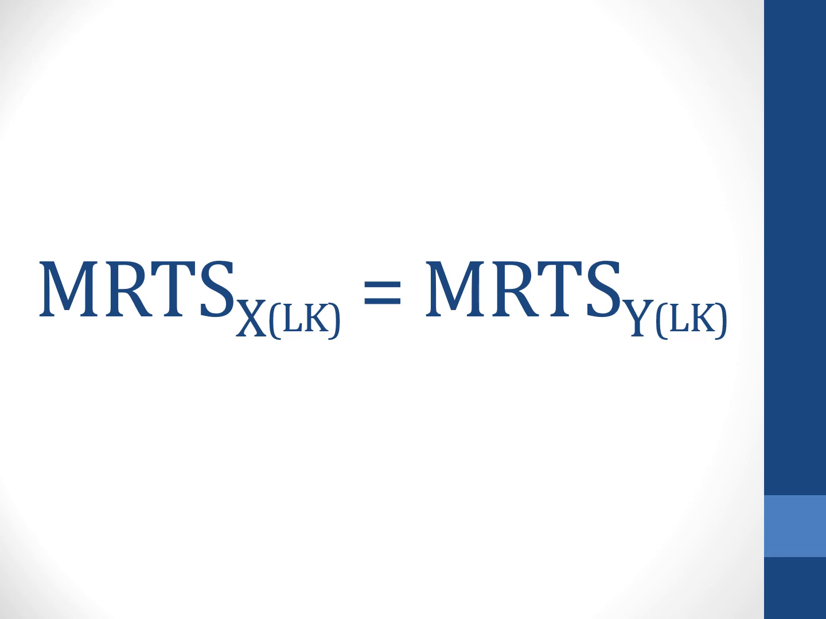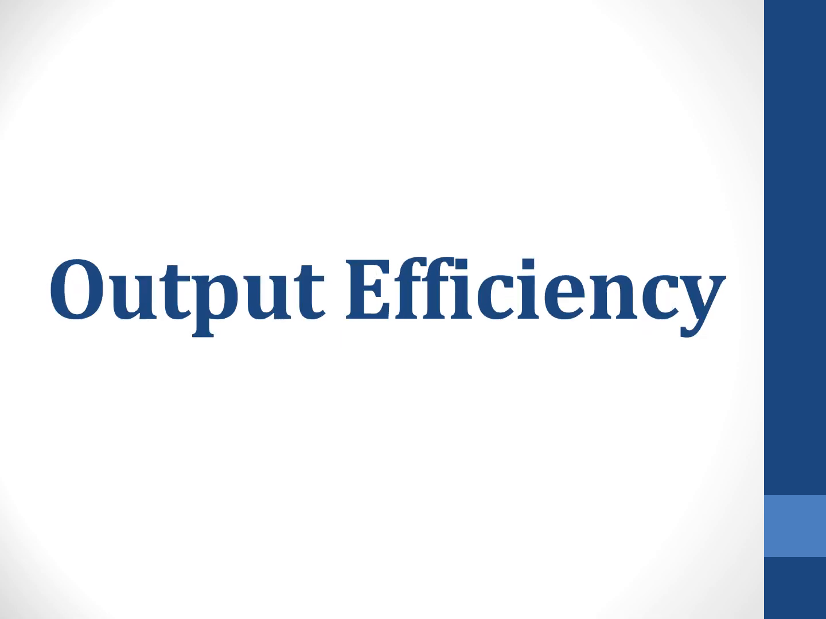Inputs are allocated in such a way that making a higher quantity of one good means a smaller quantity of the other good. Next up is the third and final leg of the three conditions for efficiency in general equilibrium. We have output efficiency. When we have output efficiency, the mix and amount of goods that the economy produces cannot be changed without making some consumer or producer worse off. That's the standard of Pareto efficiency for this last group here.